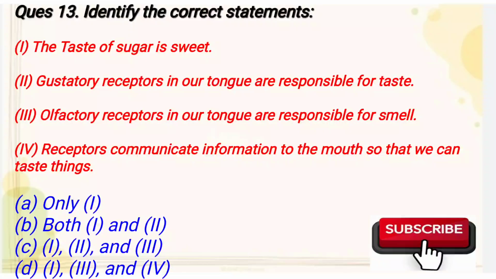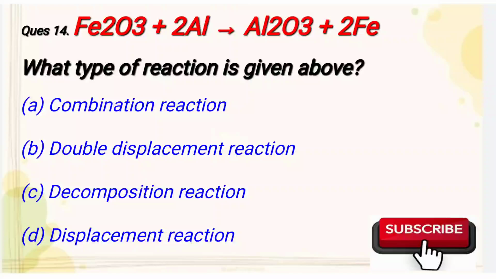Identify the correct statement. 1. The taste of sugar is sweet. 2. Gustatory receptors in our tongue are responsible for taste. 3. Olfactory receptors in our tongue are responsible for smell. 4. Receptors communicate information to the mouth so that we can taste things. Option B, both 1 and 2 are correct.